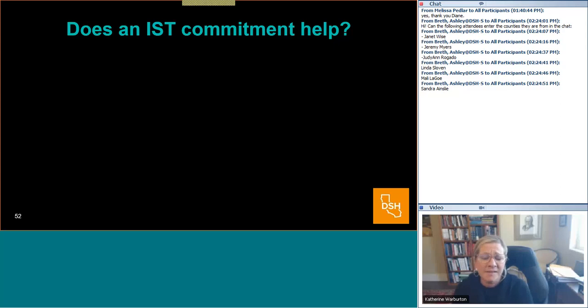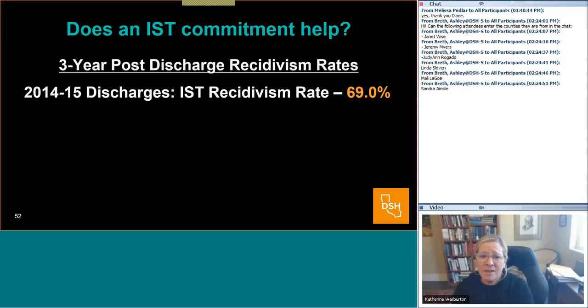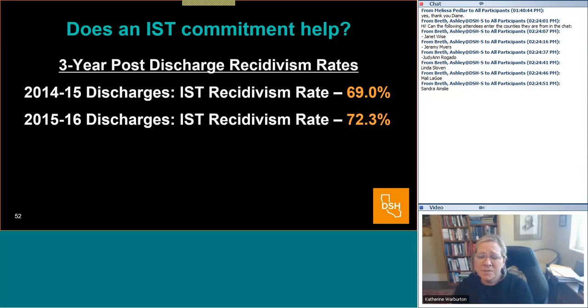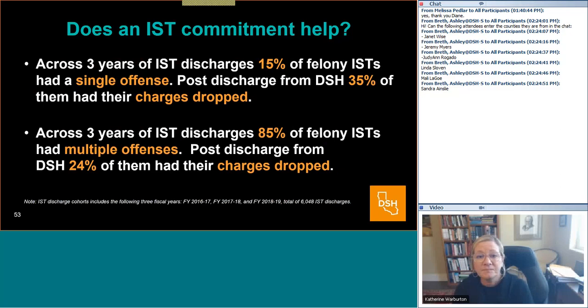So then we ask the question, well, does it serve any kind of public safety function, this IST commitment? And the answer to that is no. When you look at our 3-year post-discharge recidivism rate, these individuals are going right back out into the community and getting arrested. Again, these are arrest recidivism data. And as you can see, year over year, it's about 70% of these individuals are just getting arrested again. Slide, please.